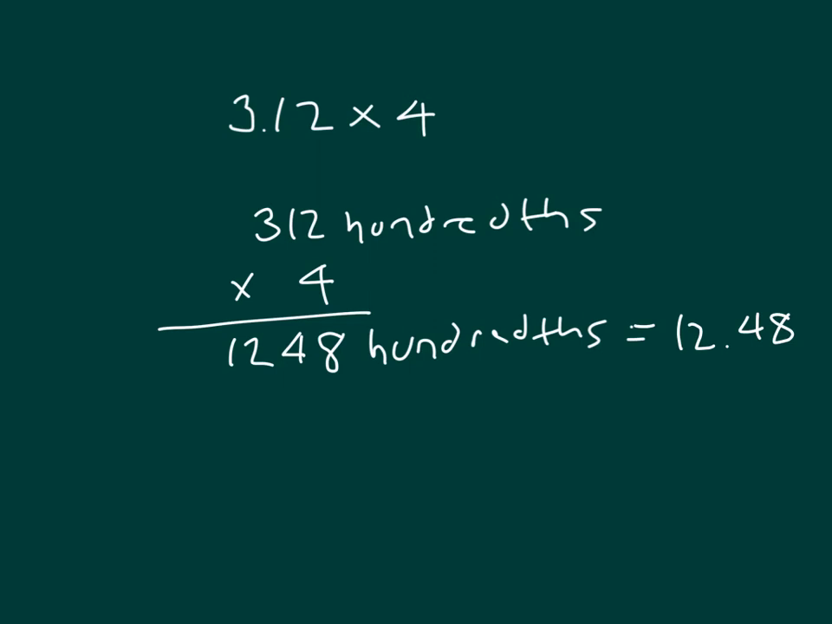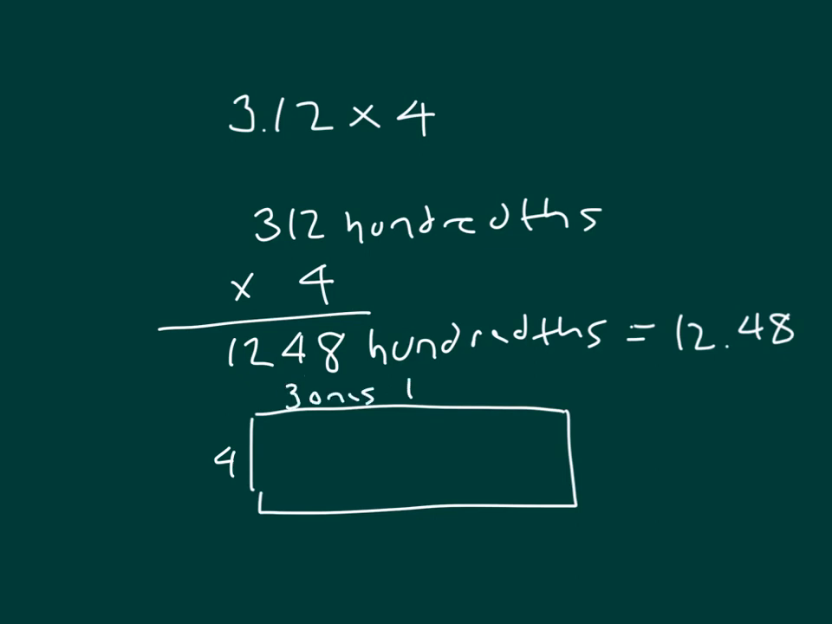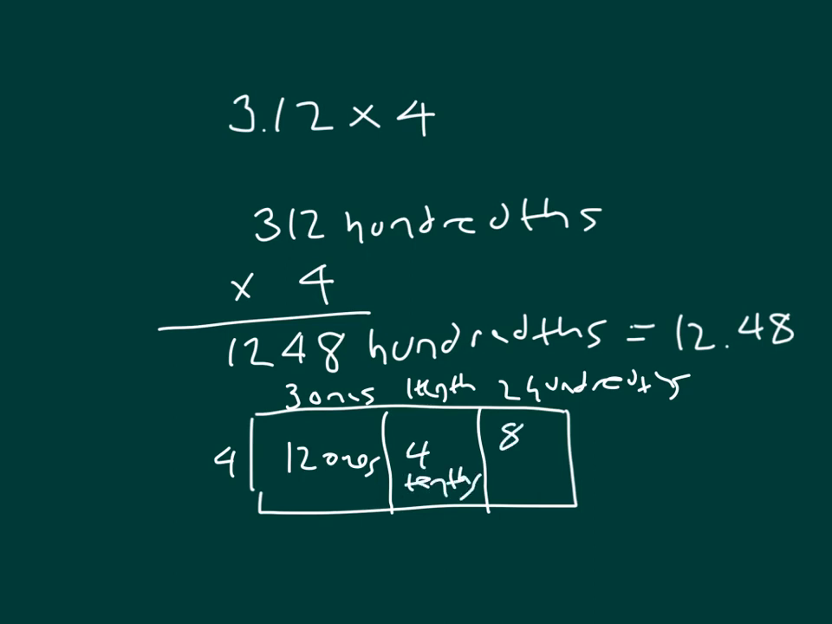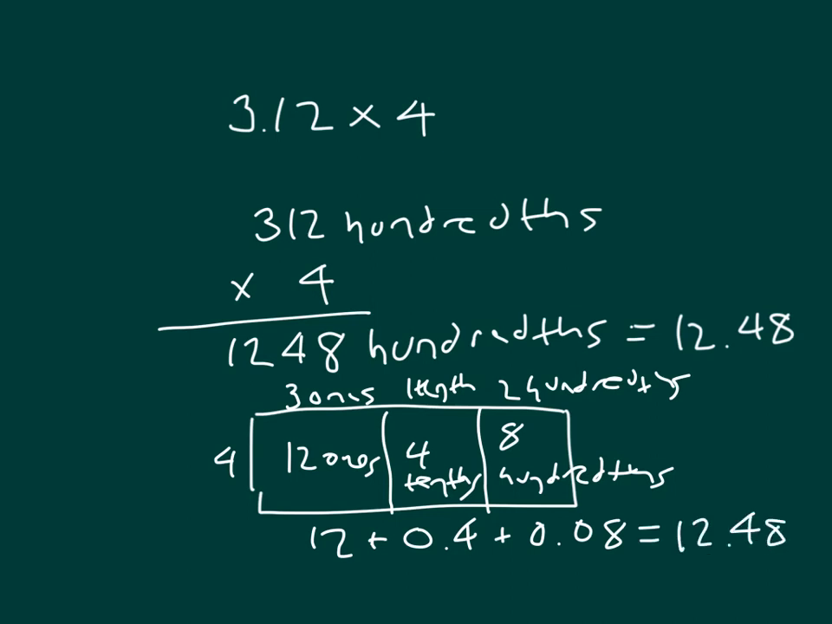I also could have used an area model to be able to solve this. Here's the 4 I'm multiplying it by. And then it's 3 ones, along with 1 tenth, along with 2 hundredths. 4 times 3 is 12 ones, with 4 tenths. And then 4 times 2 is 8, and that's hundredths. So 12 plus 4 tenths plus 8 hundredths, which does equal 12.48. So we should have multiple ways to be able to solve a problem. And you should understand the area model and also using that smallest unit.